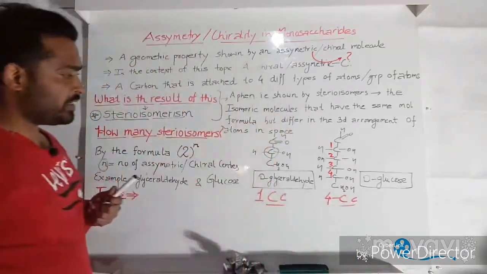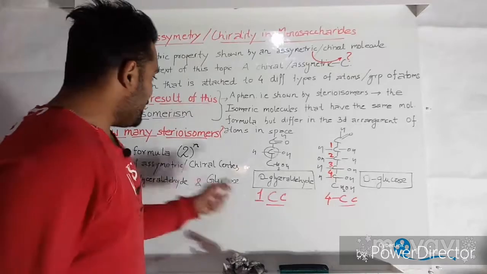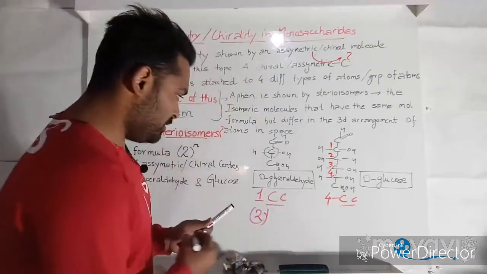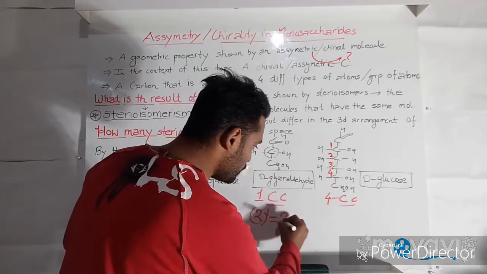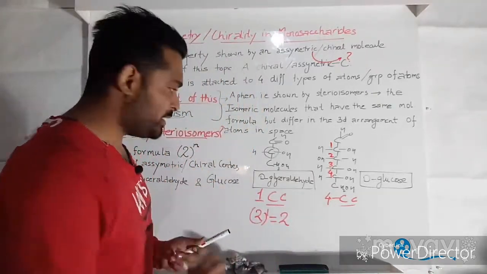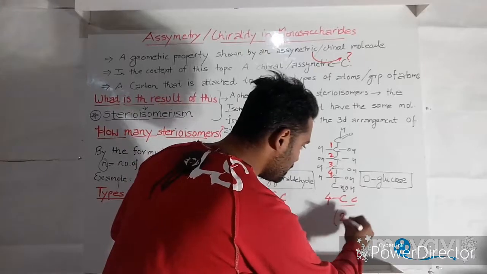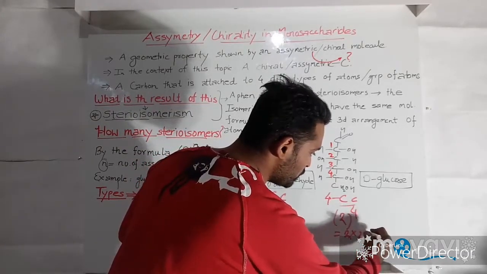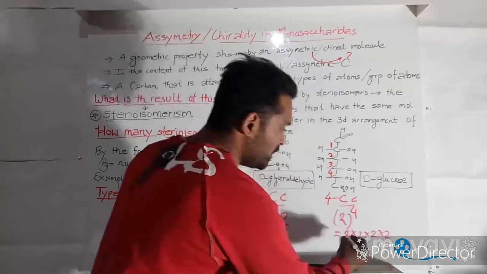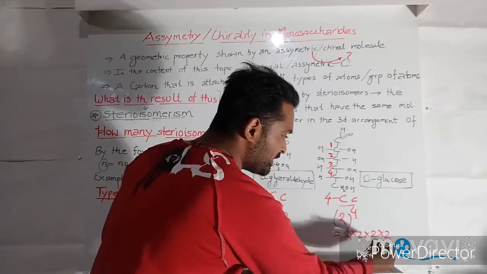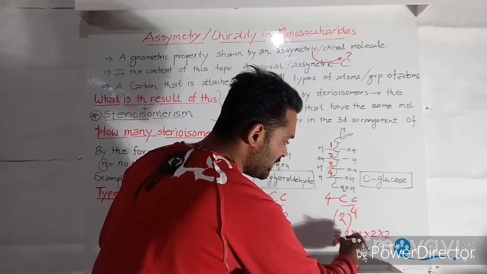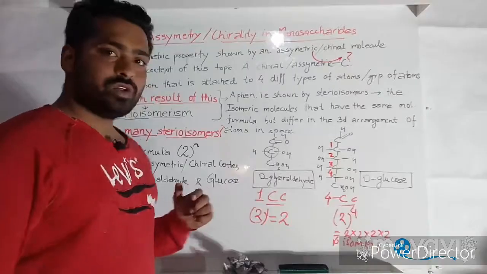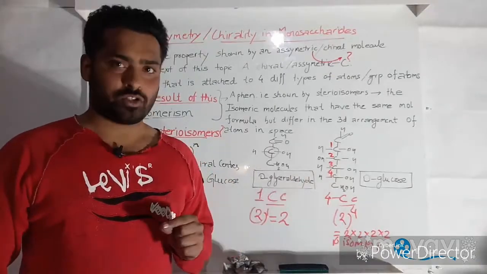So put this value here. How many? 2. Only 2 isomers. In this case 2 raised to 4. How many? 2 into 2 into 2 into 2: 2 into 2 is 4, 4 into 2 is 8, 8 into 2 is 16 isomeric molecules.